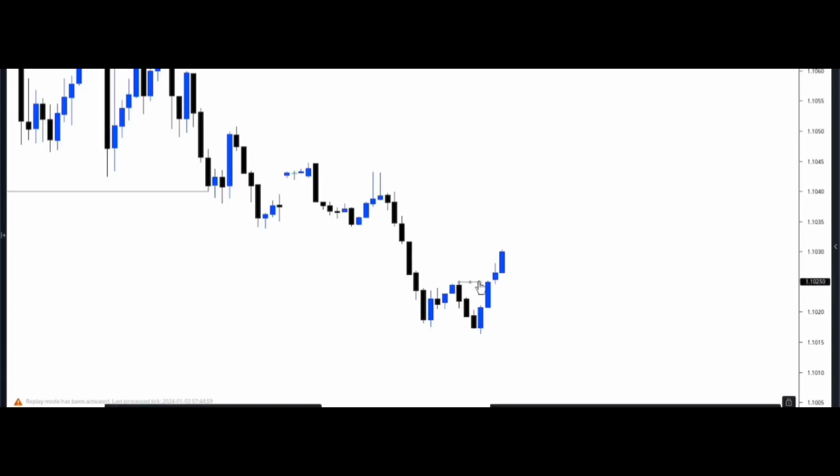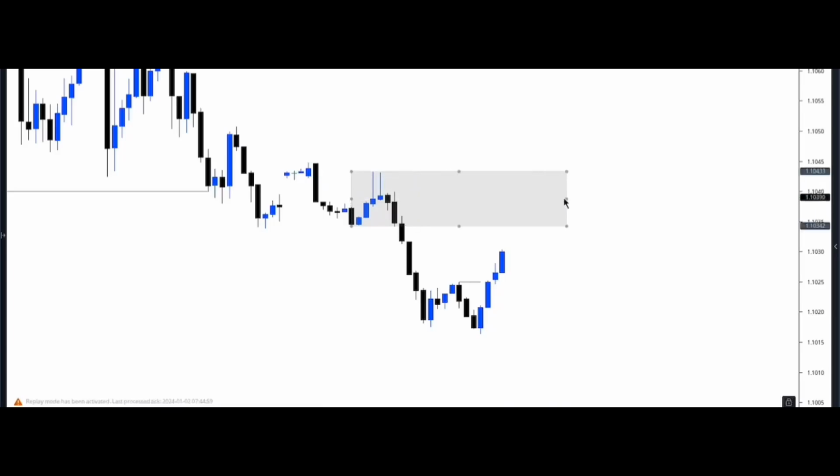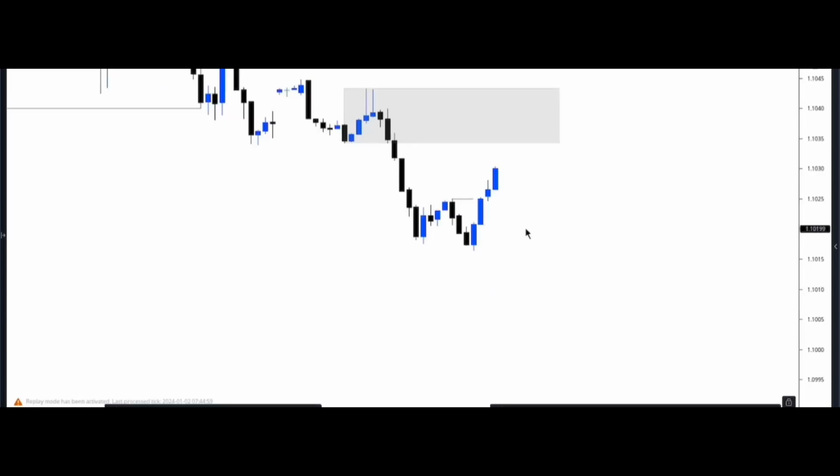Now, once inducement is taken out with a candle closure, where is your area of interest here? Well, your area of interest is this one here. This becomes your area of interest. So if in future price taps into this area of interest, we want to go short from there. And where is going to be the target? This is going to be your target.